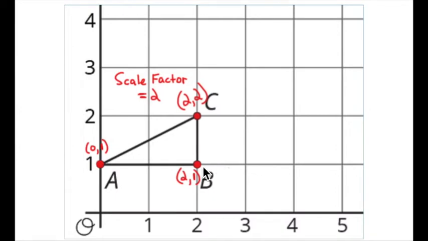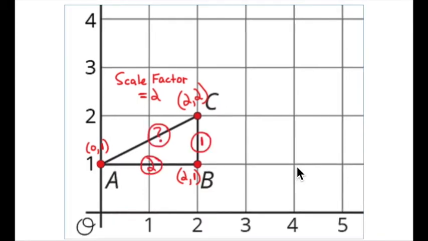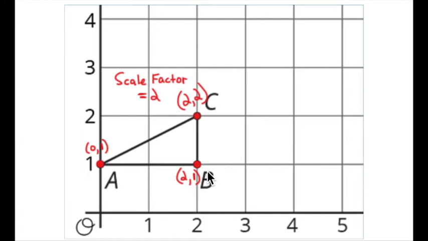And so what's the horizontal length in this case? That is 2 units. A scale factor of 2, with the center of dilation, by the way, at 0, 1, means the horizontal length is going to go from 2 to 4. So that's not too bad. It's just 2 times this length, 2 to 4. And then the vertical length is going to go from 1 unit to 2 units. So 2 times 1 is 2 units.